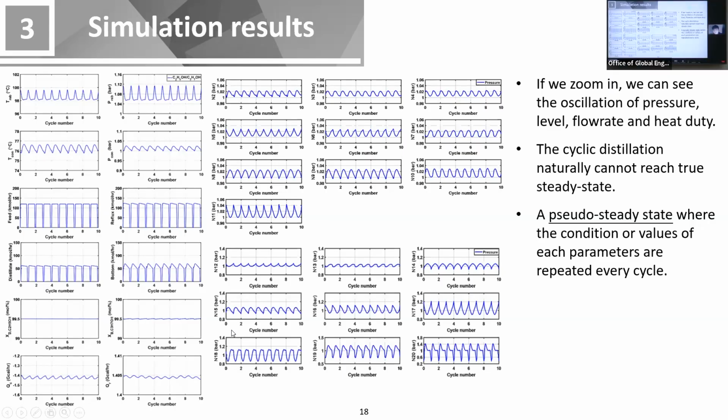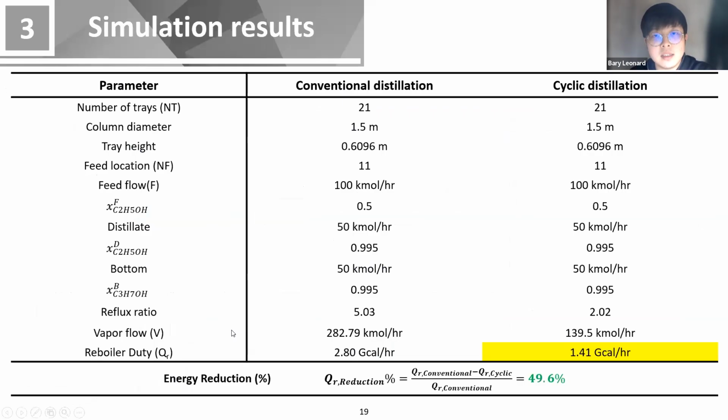Okay. Does the dimension of that column vary from the conventional one? So for the dimension of the column, we made sure that the dimension is actually equal in terms of the diameter and the column height. As you can see here, the height and the diameter is not shown here, but the diameter is also the same. Okay. Thank you.